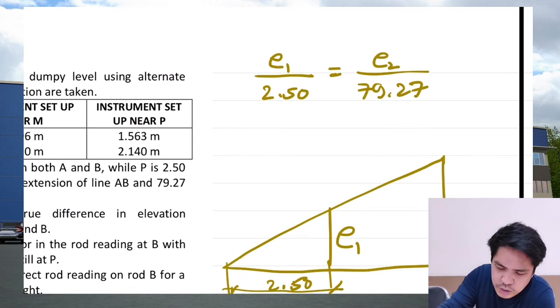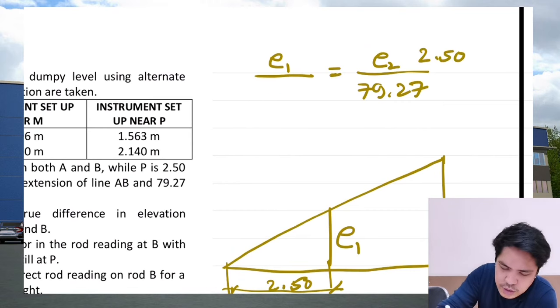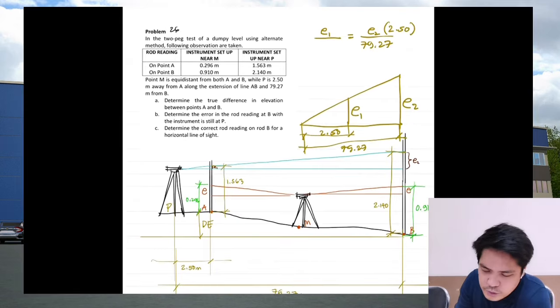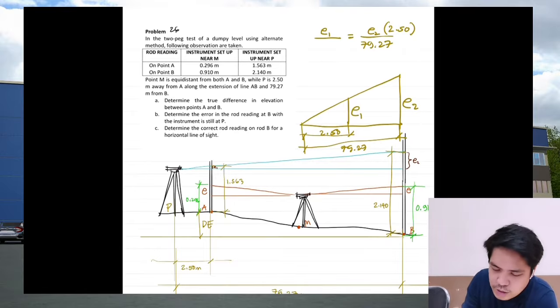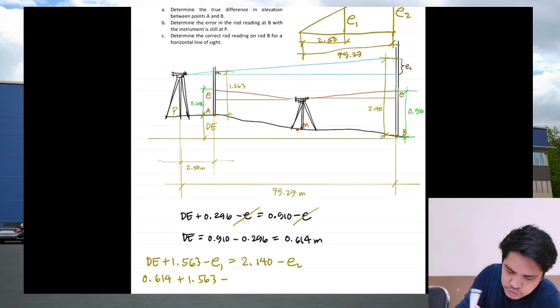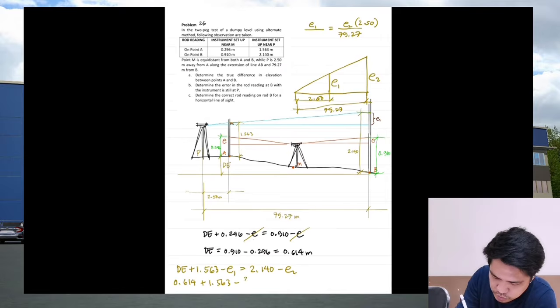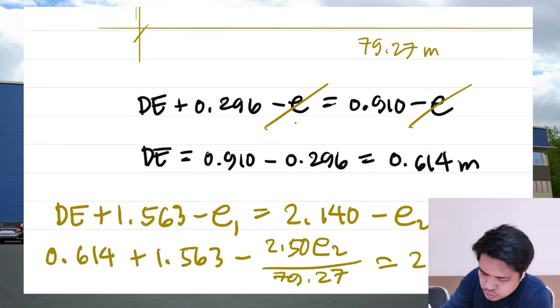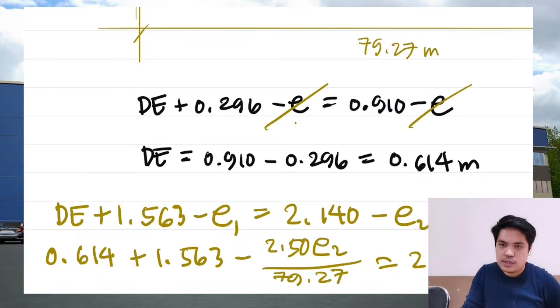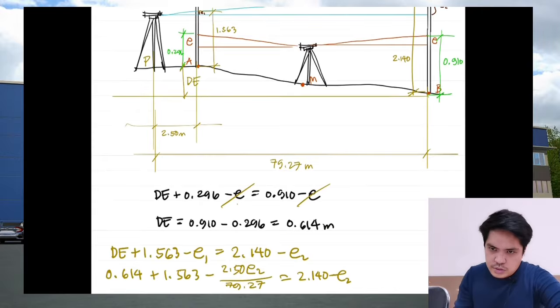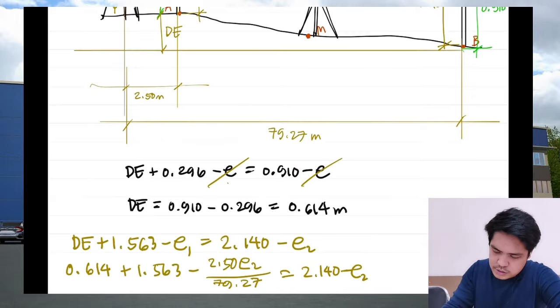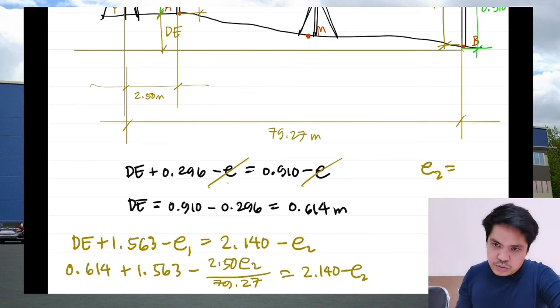So error 1 is just equal to this, right? Ayan, 2.50 times error 2, that would be 2.50 error 2 over 79.27. Then that is equal to 2.140 minus error 2. So we only have E2 as our unknown. Okay, then solve na. So I think we can now solve for E2.